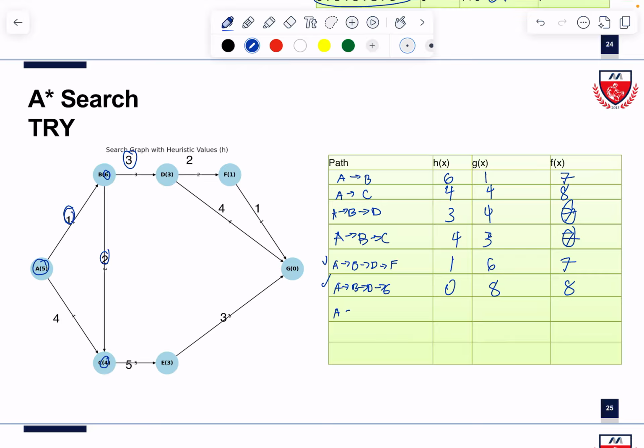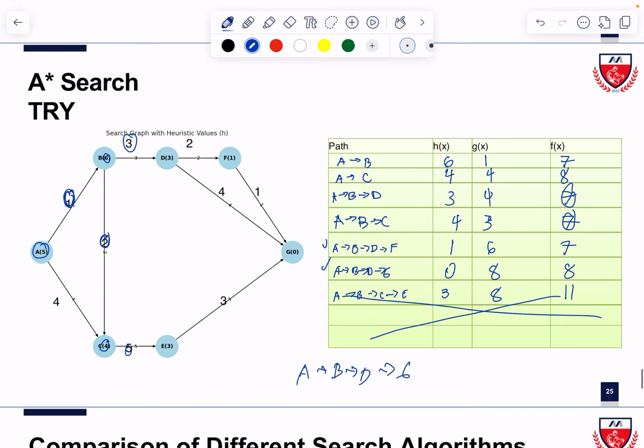What about sa A, B, C? Kasi 7 din siya, di ba? So, A, B, C, napuntang E. So, estimated heuristic cost is 3. And then that is 1 plus 2, 3 plus 5, 8. Actual cost is 8. So that is 11. Okay, of course, X na yun siya, 11 na. So therefore, our path is A, B, D, G with a path cost of 8.